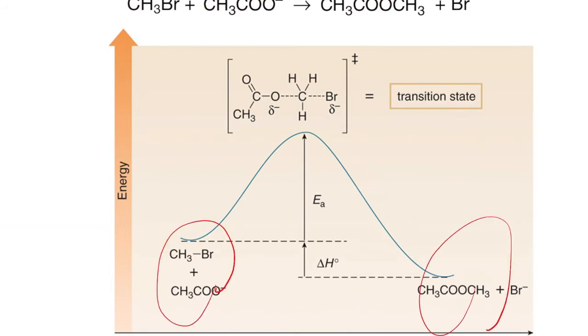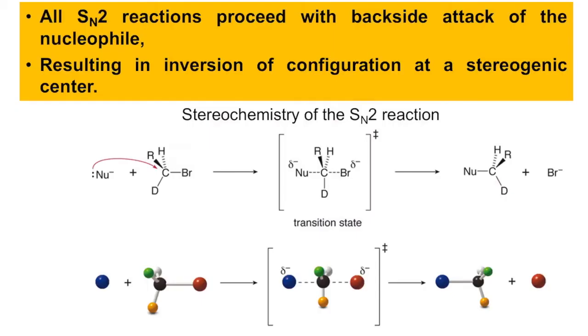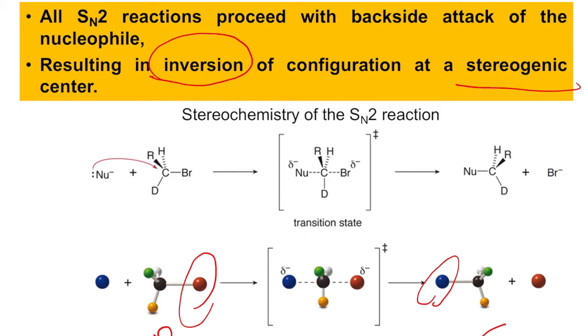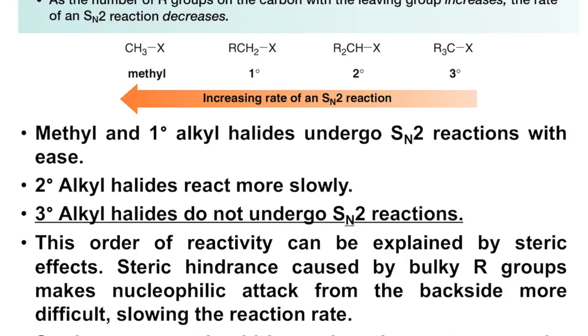And that's the energy diagram of the reactant, product, intermediate. It is one step. And we have said it is inversion. This red will go and this blue will come in. If it is R, this will be S. Remember, do not forget, inversion in the stereogenic center.